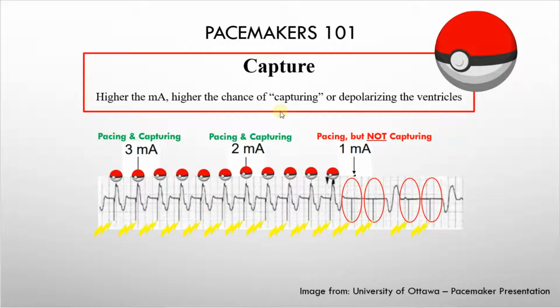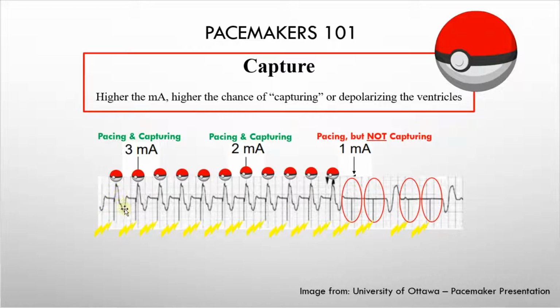Now, capture, like we mentioned earlier, is the ability of the atria or the ventricles or both, depending on which mode, to depolarize after the pacemaker has fired. And it is based on the principle that the higher the power, the higher the chance of the ventricles or the atria depolarizing. In this example here, as you can see from the bottom, the pacemaker is firing. And at 3 milliamps, it's capturing, as you can see over here, right?